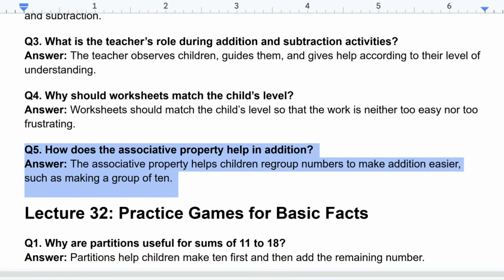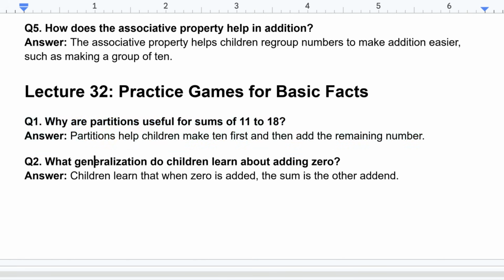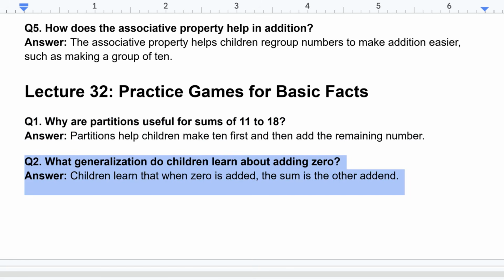How does the associative property help in addition? The associative property helps children regroup numbers to make addition easier, such as making a group of 10. Why are partitions useful for sums of 11 and 18? Partitions help children make 10 first and then add the remaining numbers. What generalization do children learn about adding 0? Children learn that when 0 is added, the sum is the other addend.